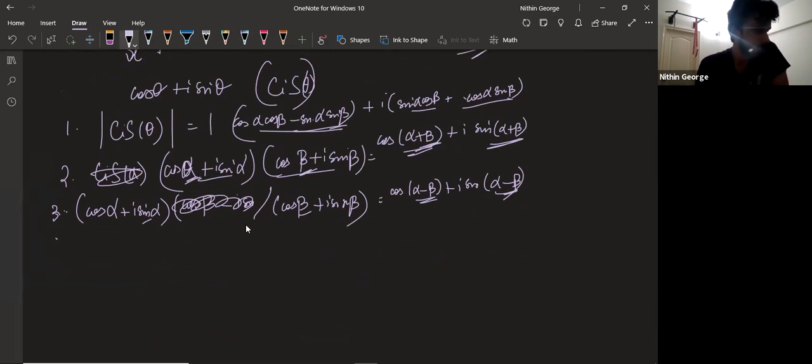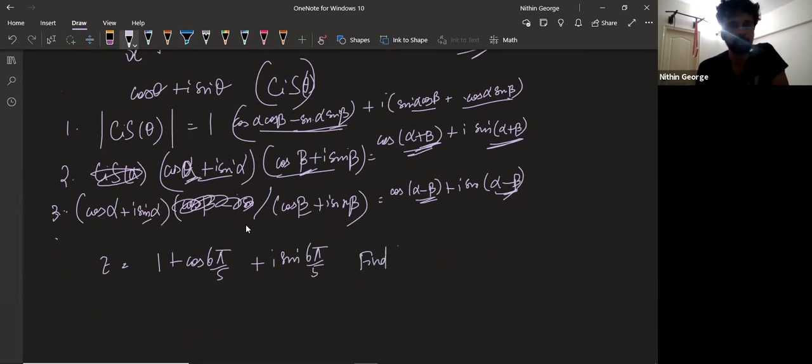So we have Z equal to 1 plus cos 6 pi by 5 plus i sin 6 pi by 5. Okay. Find the magnitude and the argument. Find the magnitude and the argument.